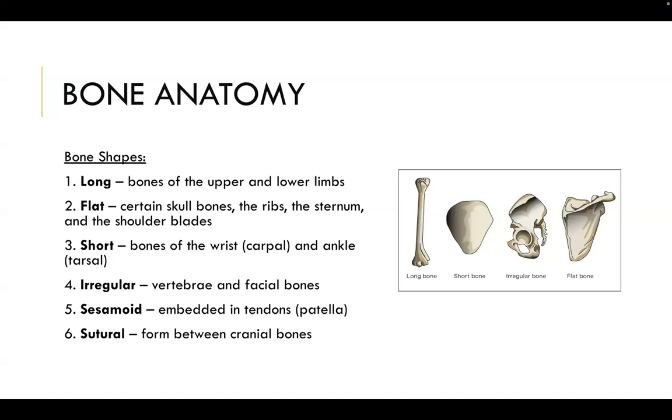And then we have sutural bones. These are also known as Wormian bones. These form between the sutures of the skull and fill in the gaps between the cranial bones.